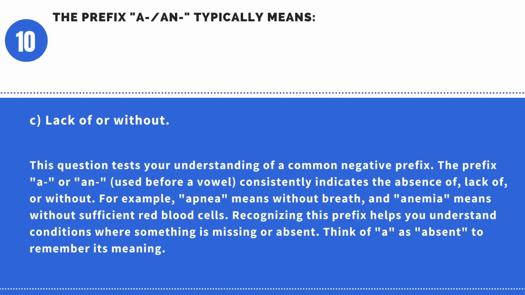Answer C. Lack of or without. This question tests your understanding of a common negative prefix. The prefix a- or an-, used before a vowel, consistently indicates the absence of, lack of, or without. For example, apnea means without breath, and anemia means without sufficient red blood cells. Recognizing this prefix helps you understand conditions where something is missing or absent. Think of a as absent to remember its meaning.